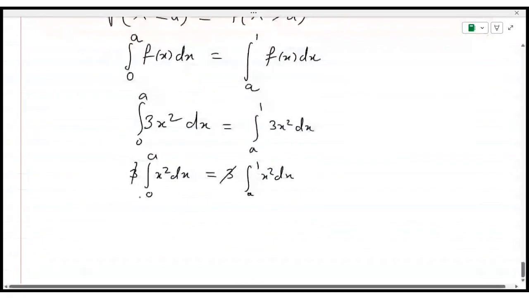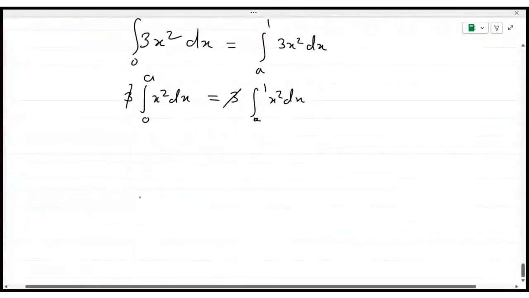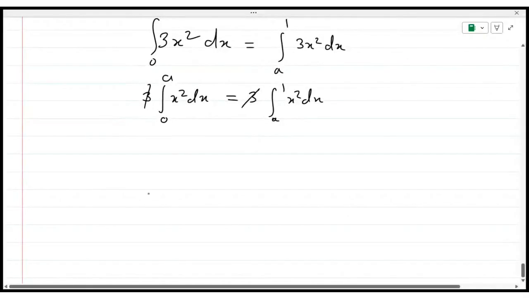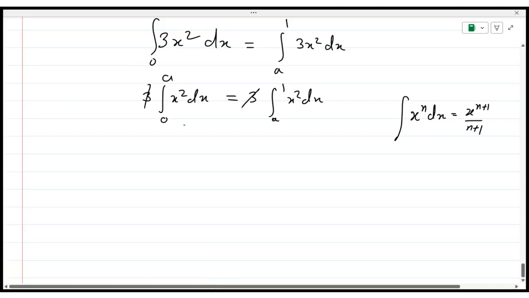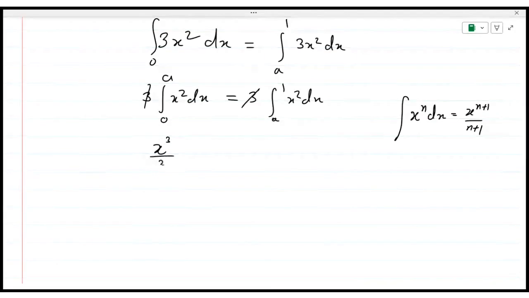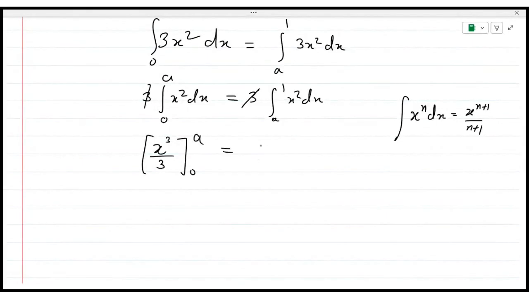Now what is the integral of x square here? I have told you this formula, students: the integral of x power n is x power n plus 1, increase the power, divided by the new power. So what is the integral of x square here? Increase the power, 2 plus 1 is 3, divided by the new power 3. Limits are 0 to a, and on the right side we have the same, x cube divided by 3, with limits a to 1.